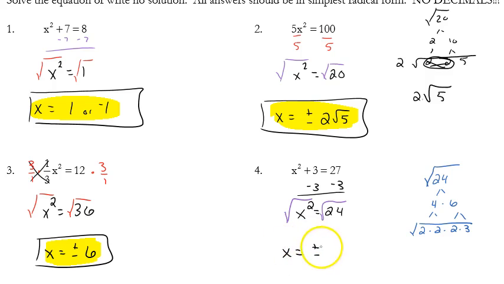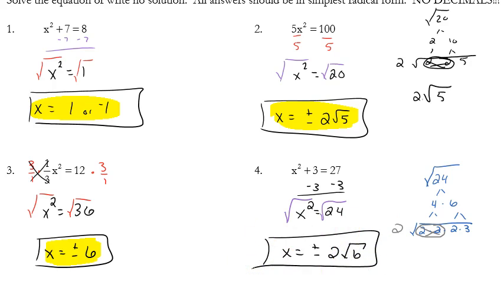So I know it's going to be x equals plus or minus, but I get square root of 24. Simplify the square root. 2 times 2 is 4. Square root of 4 is 2, so the 2 comes out. There's your pairs that are left over. 2 is outside. Square root of 6, and we're done.